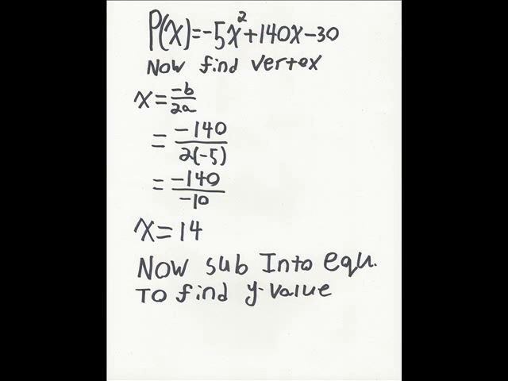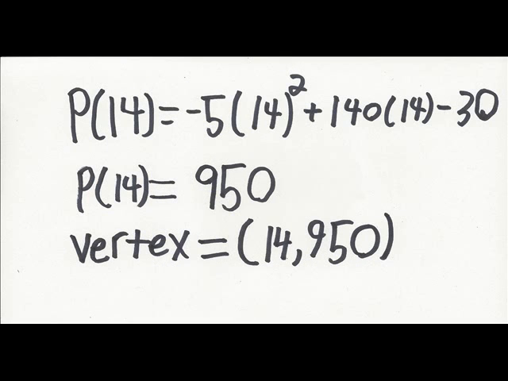Now we're going to use the same equation, x equals negative b over 2a, to find the value of the vertex. This gives you an x value of 14, otherwise known as the axis of symmetry. Now you're going to take that x equals 14 value and sub it back into the equation to find the y value of the vertex. This gives you 950. So you know your vertex is 14 and 950.